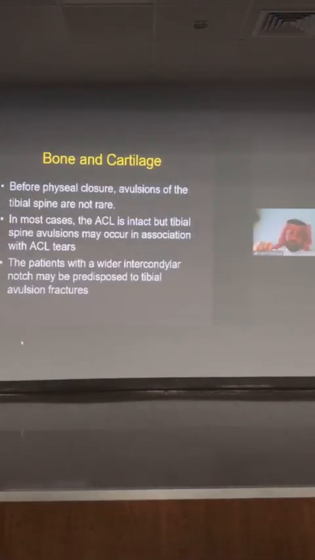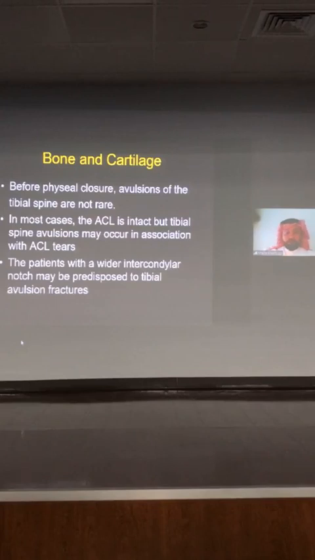Again, before physeal closure, avulsion of the tibial spines is not rare, so you can see them a lot. In most cases, the ACL is intact, but the tibial spine avulsions may occur in association with ACL tears. As I told you, before the physeal closure, the bones are actually weaker than the ligaments, so the ligament will detach the bones, and it can happen more with patients with wider intercondylar notches because they are predisposed to tibial avulsion fractures.